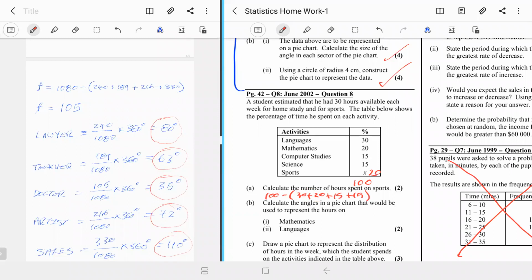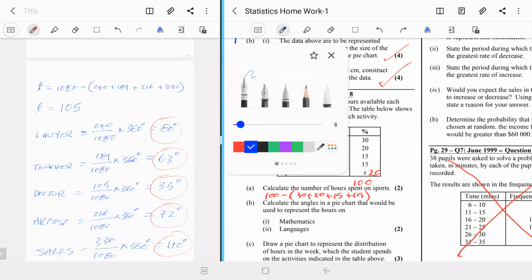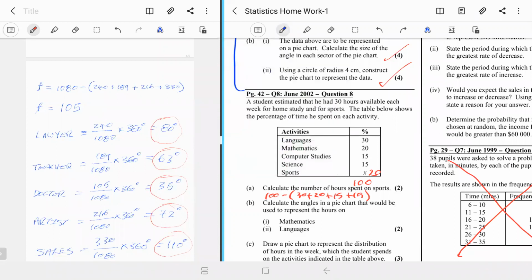20%. Then it says calculate the angle in the pie chart that would be used to represent the hours on mathematics. Now, they already give it to you as a percentage, so you can do it as a percentage of the 360 degrees to get the angle. So the angle for mathematics would be equal to 20%, which is 20 over 100 times 360 degrees.